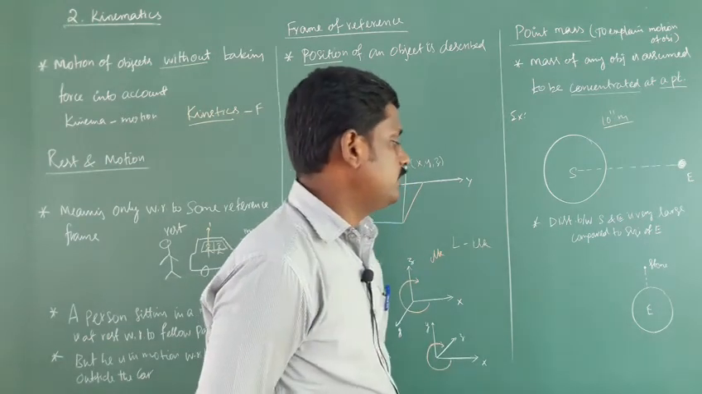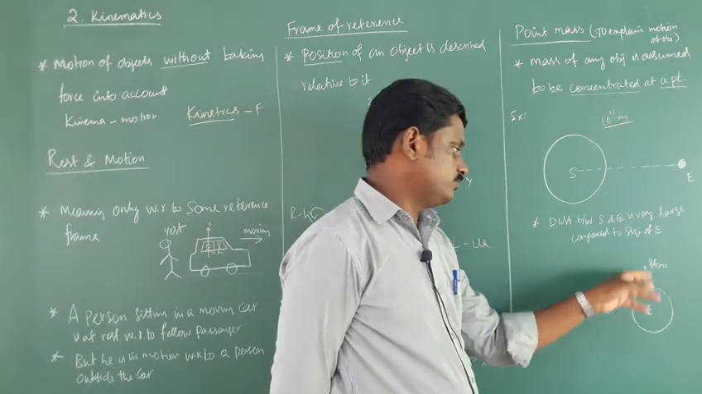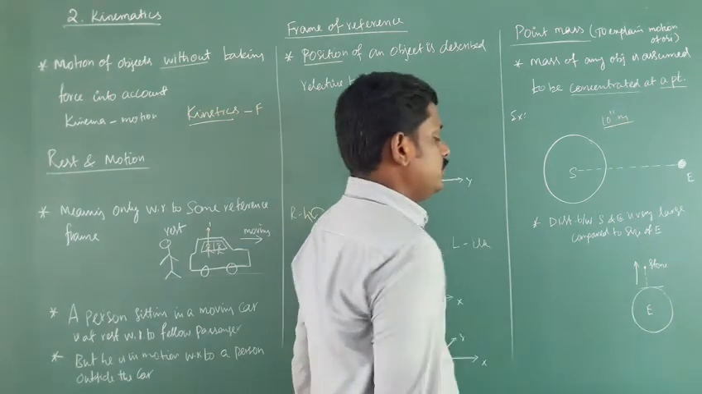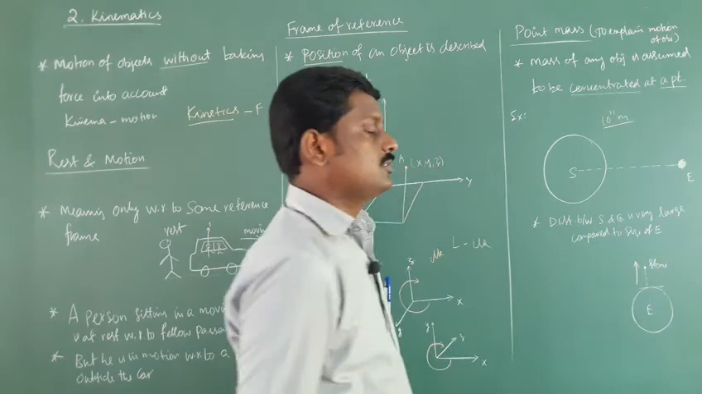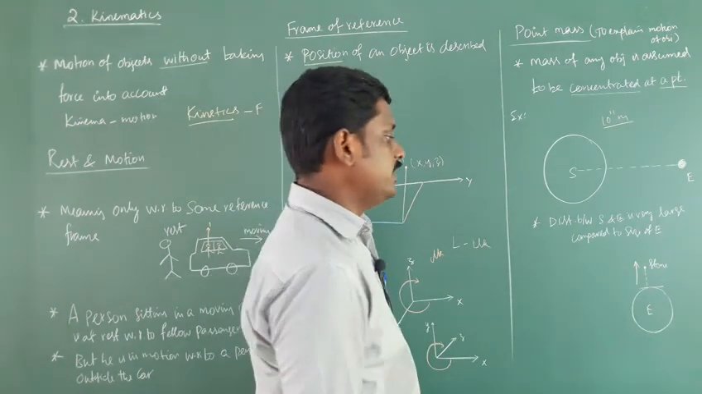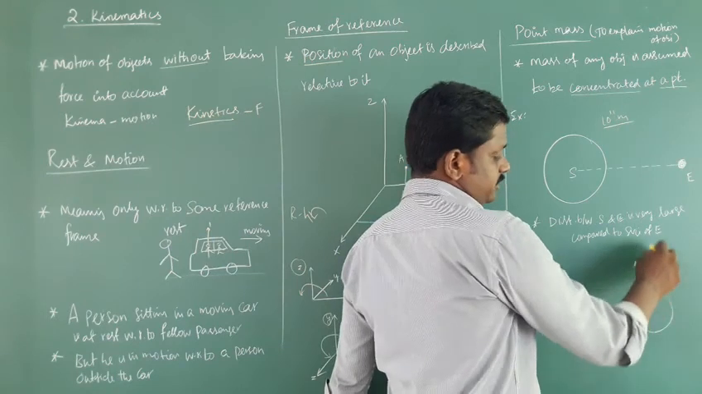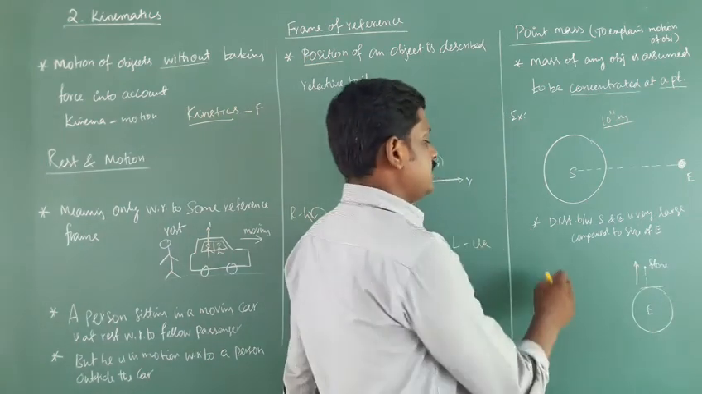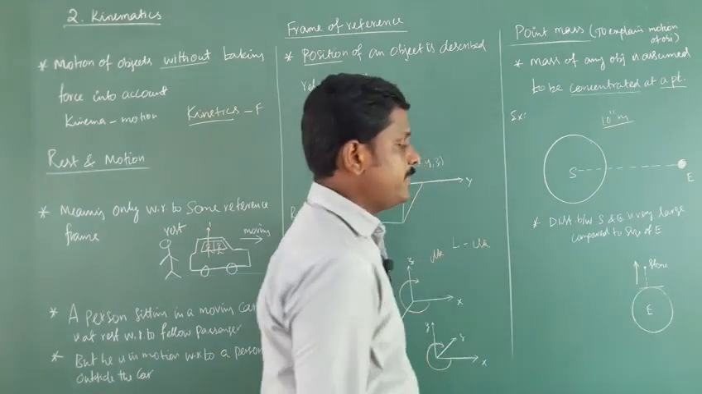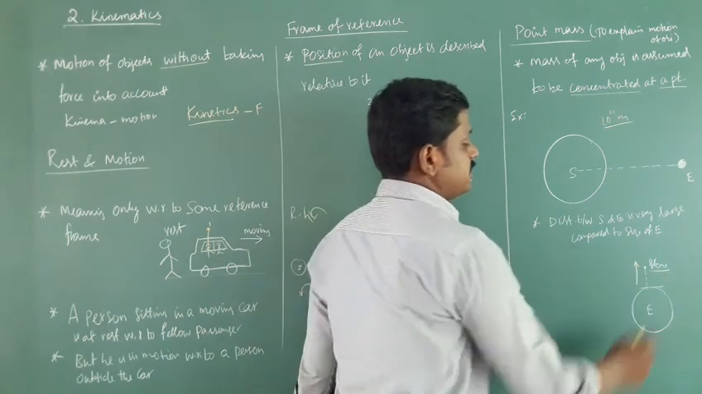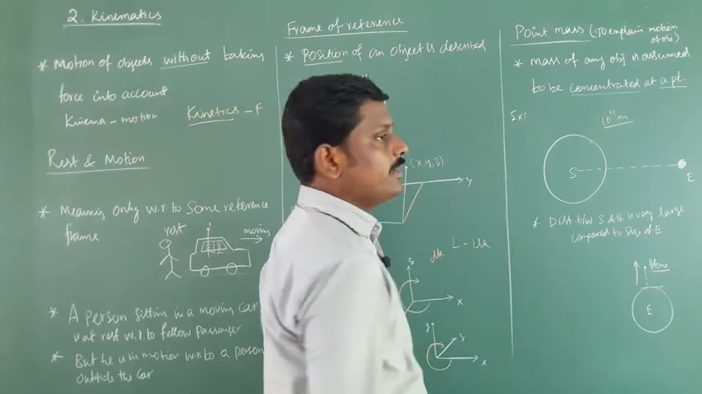Another example: throw one stone vertically upwards from the surface of the earth. It goes a certain distance, roughly 100 meter. Compared to the height the stone travels, the size of the stone is very small. So the stone is considered a point mass.